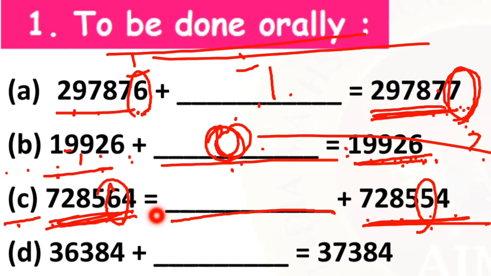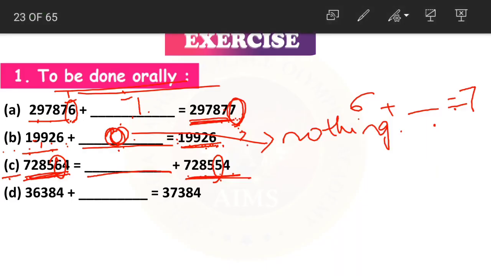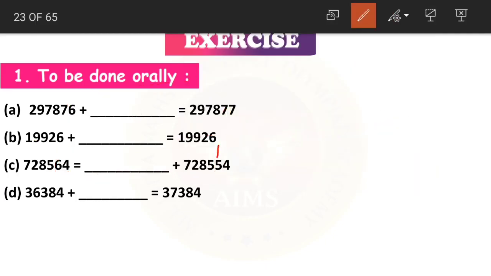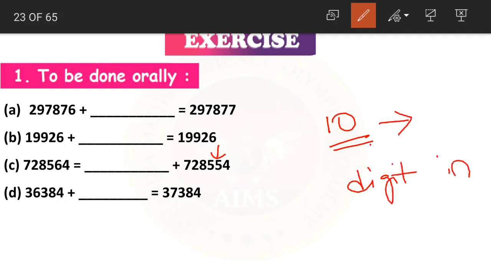Now the digit in tens place, if you look at here, 7,28,564. Here it is 7,28,554. Now we are having 6 here, we are having 5 here. So what should be added to this to get this number? The difference is only in the tens digit. If you remember the previous video, when we add 10 to a number, then the digit in tens place is increased by 1. Yes, so here also it's the same thing, right?